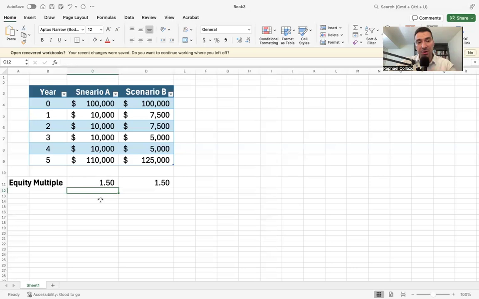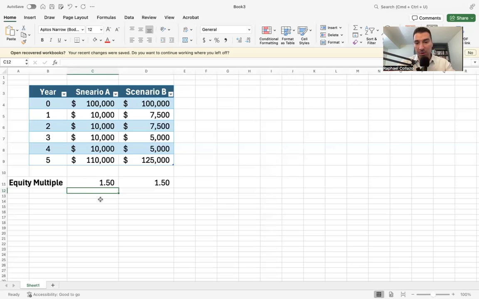Now, in scenario B, as you can see, the cash flows in the first four years are less than what you would achieve in scenario A, but you receive $25,000 in year five versus the $10,000 at the end, plus the return of your initial capital.